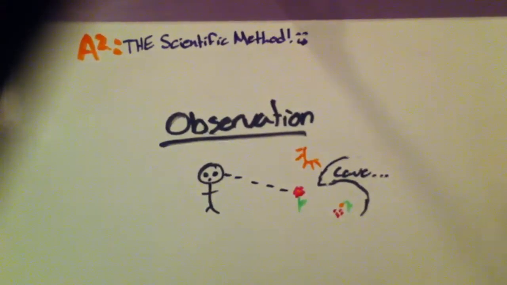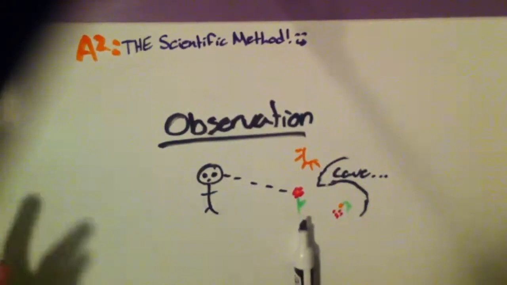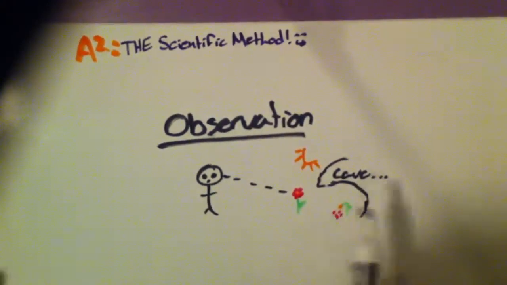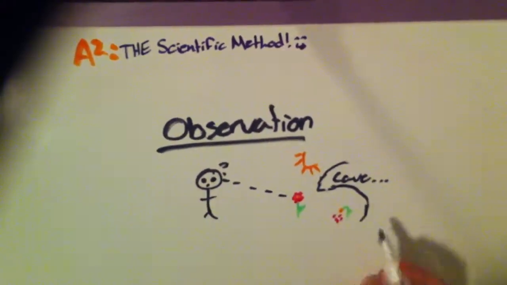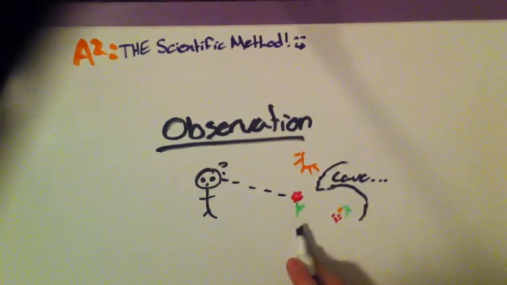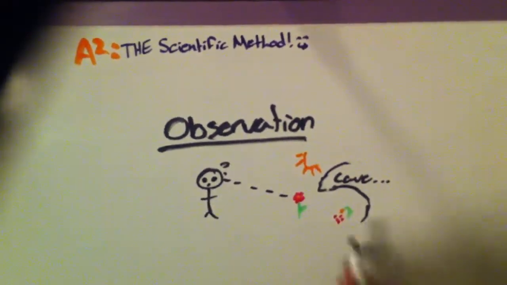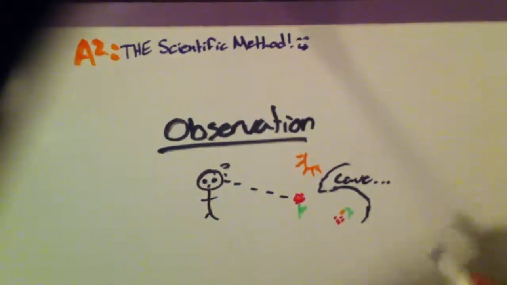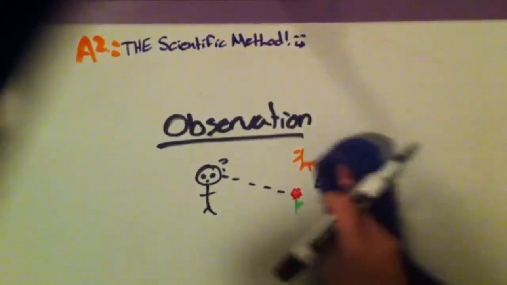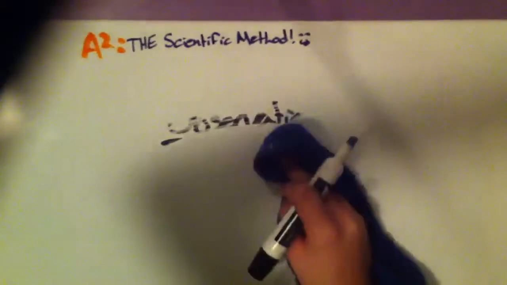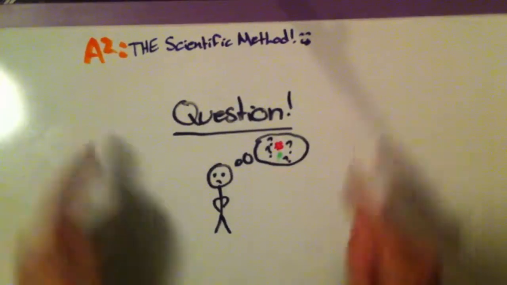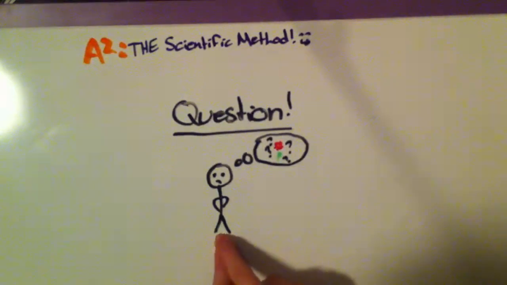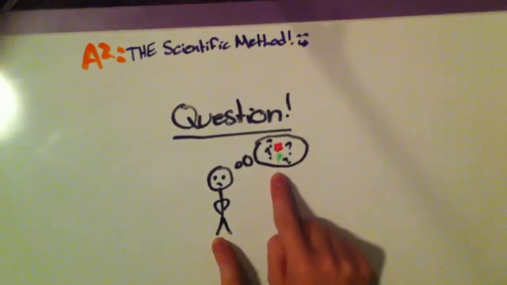The observation is where a person will observe or see something happening and then wonder why. The example I've given here is they see the flower growing in the sunlight, but when the sun is taken away, it will not grow. That leads us straight to our next step, the question. Here we see our little scientist guy, he is questioning what makes the flower grow.